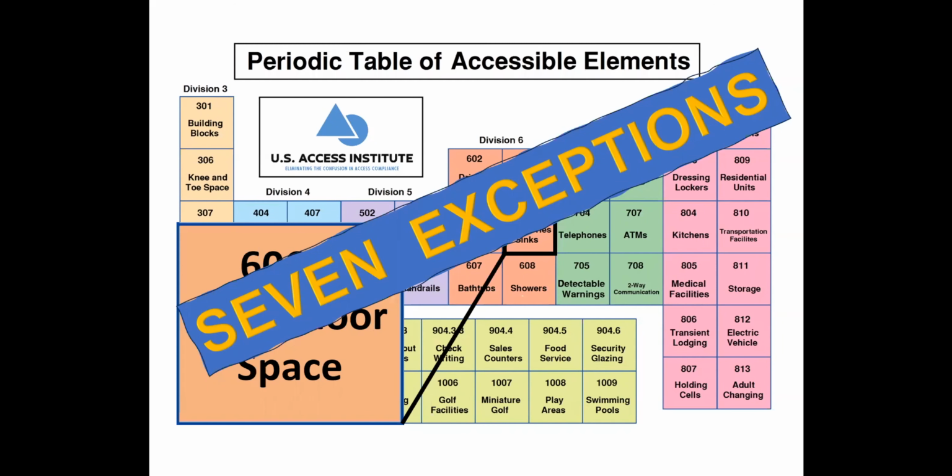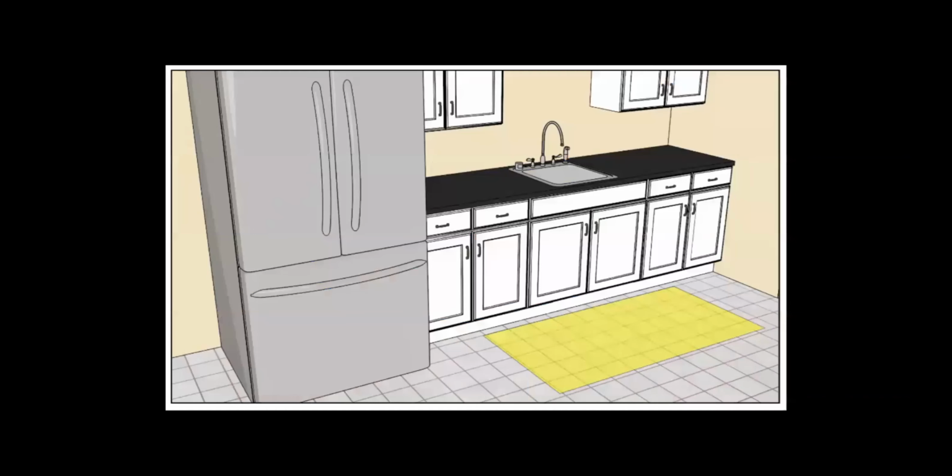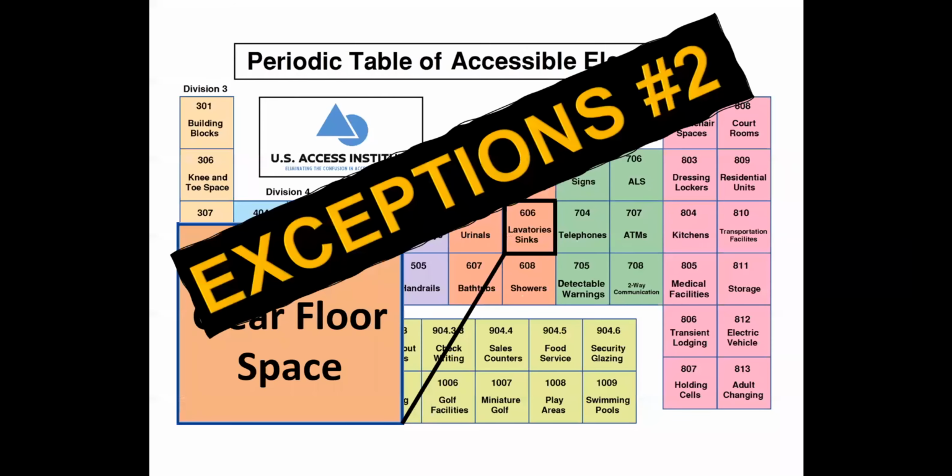And the 2010 ADA standards have 7 exceptions, and we'll look at them one at a time. So exception 1 says that a parallel approach shall be permitted to a kitchen sink in a space where a cooktop or conventional range is not provided and to wet bars. These are typically sinks used for food preparation areas and are located in break rooms, kitchenettes, and other similar spaces.